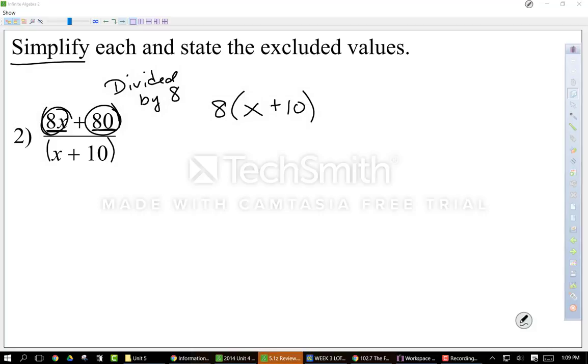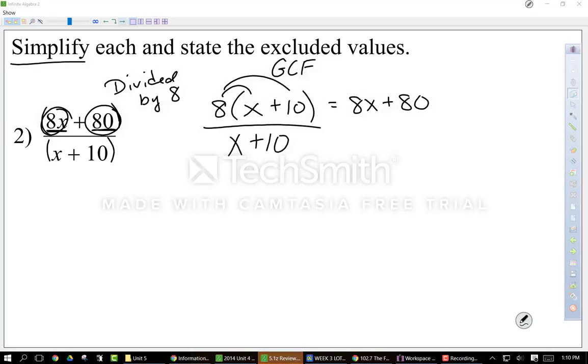Some of you might be like, well, that doesn't make any sense. What I'm doing is I'm undistributing. So if I were to distribute this, I would get 8x plus 80, which is what I had when I started. I'm just taking out the GCF. Remember, GCF is greatest common factor. So I'm taking the GCF out of the numerator, right? And I'm taking out the 8. So now I have 8 times (x plus 10) over (x plus 10).